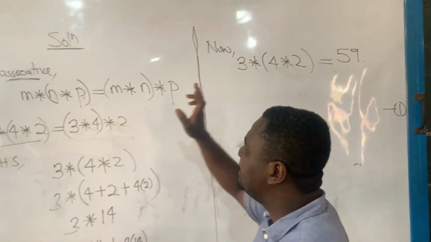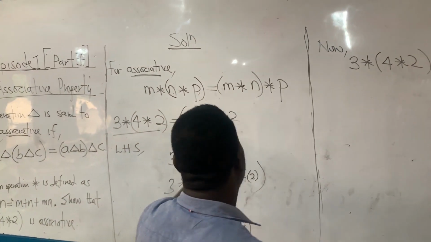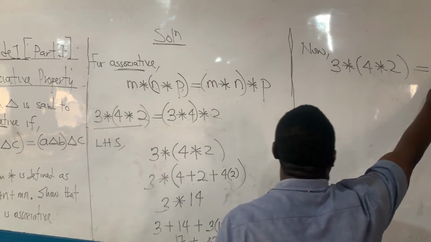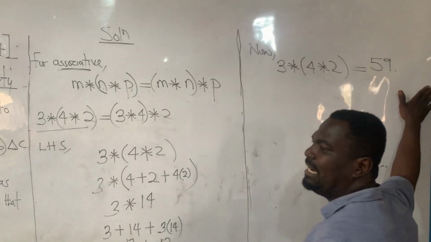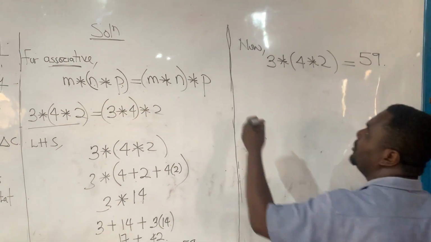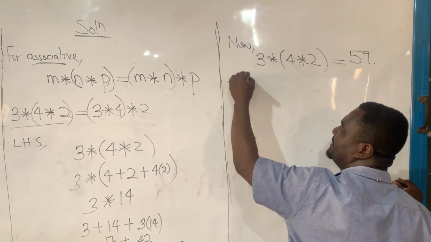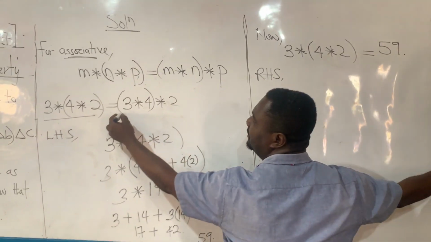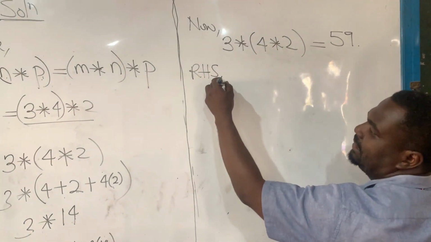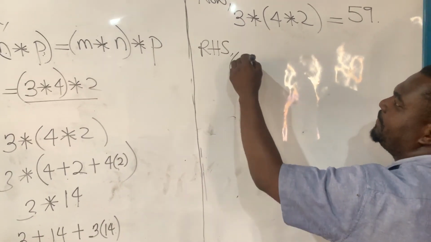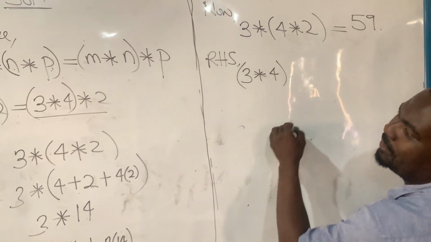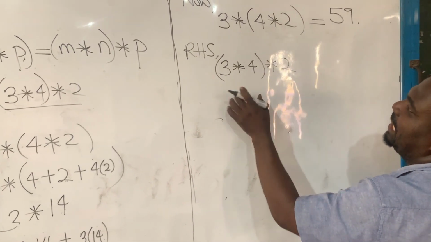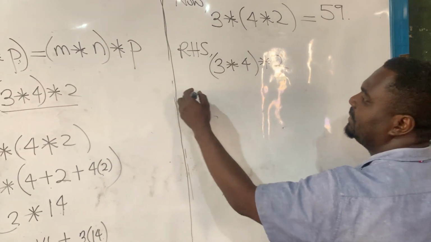For this to be associative, I must solve the right hand side. So if the right answer comes as 59, then the operation I'm dealing with is associative. So I'm going to consider the right hand side. And what is at my right hand side? Bracket open 3 star 4, bracket close, star 2. With this, I'm going to solve what is inside the bracket first.